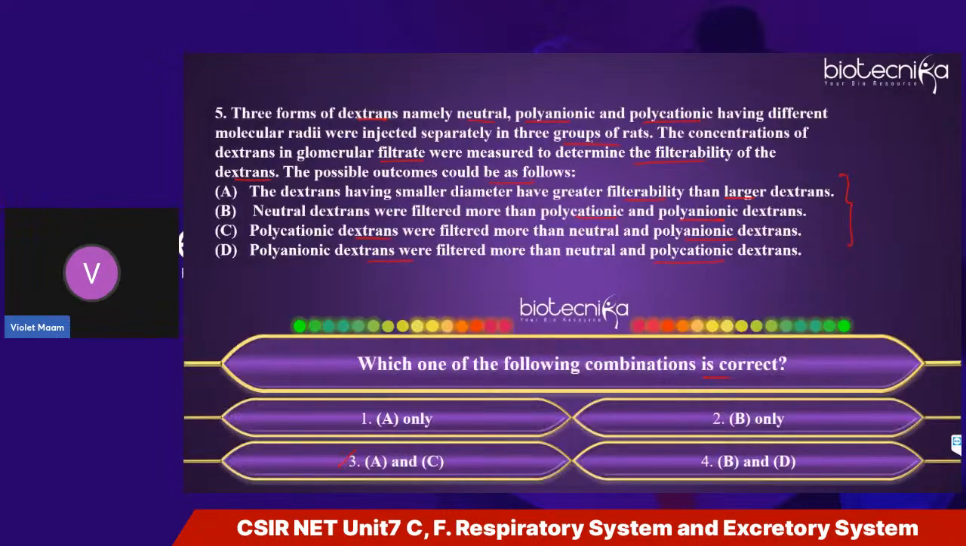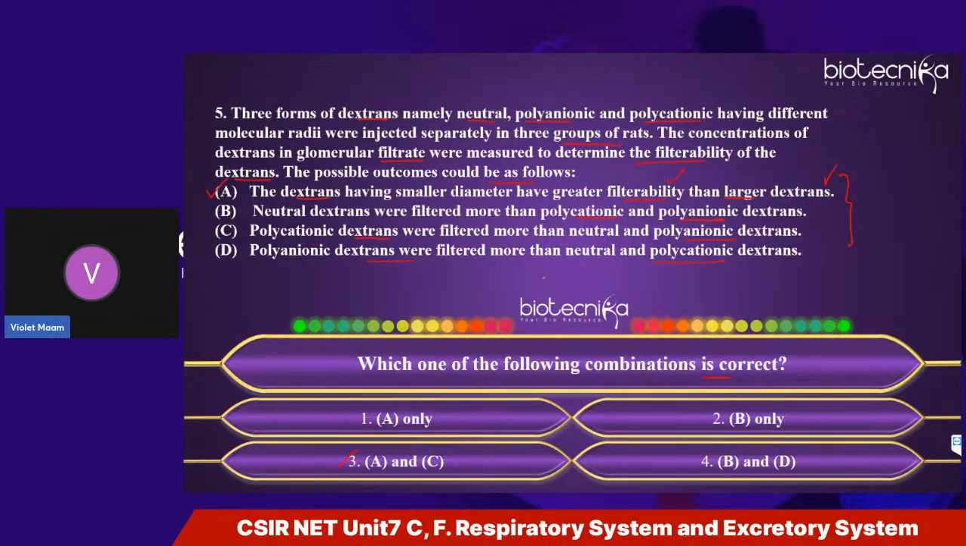First thing I'll explain over here: based on the size, dextrins with a small diameter will filter and have greater filterability. This is just an obvious statement. They will have greater filterability compared to the larger dextrins. So A is correct. Now, neutral dextrins were filtered more than polycationic and polyanionic. Polycationic dextrins were filtered more.